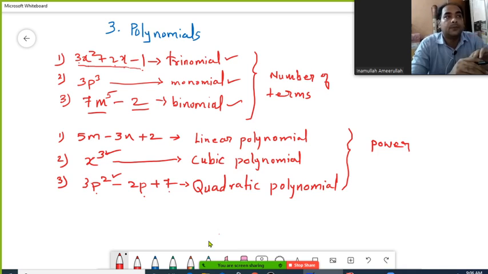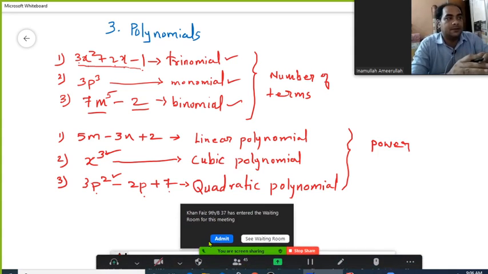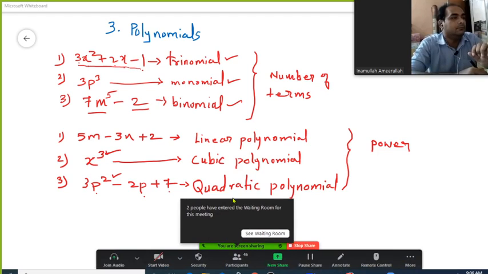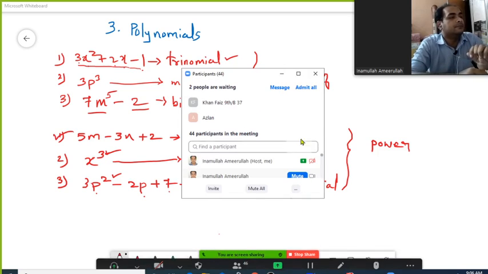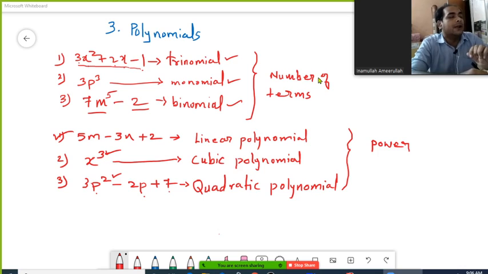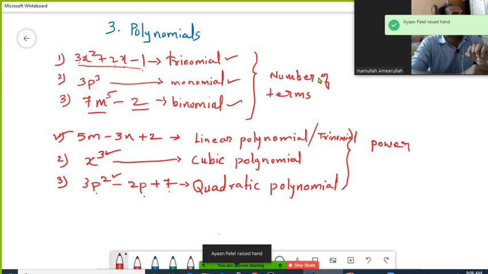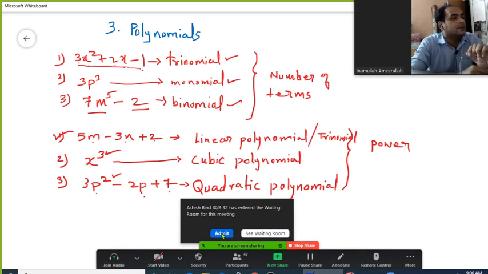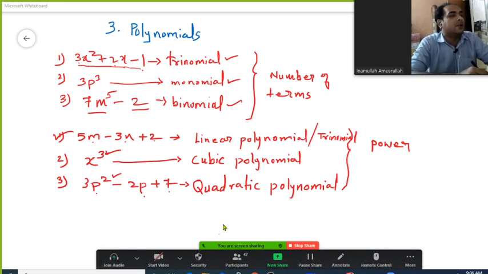Now, one polynomial can have both the characteristics. For example, this one, this is linear polynomial. So besides being linear, I can say this polynomial is trinomial also. Why can I say it is trinomial? Because this polynomial has three terms. So it is linear as well as trinomial.